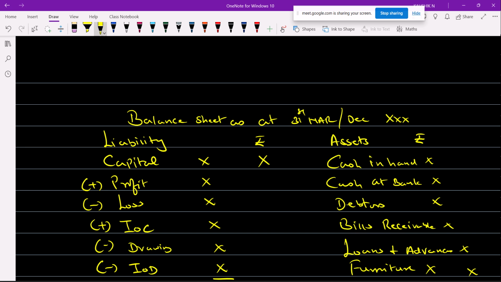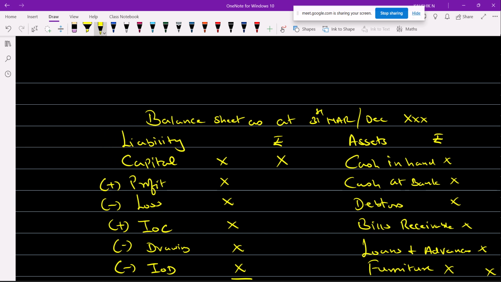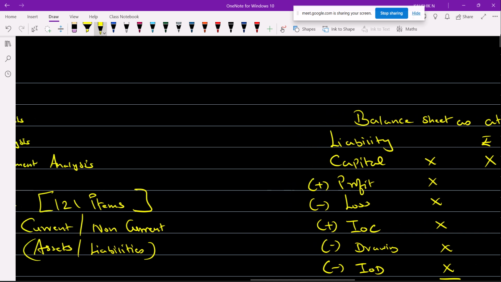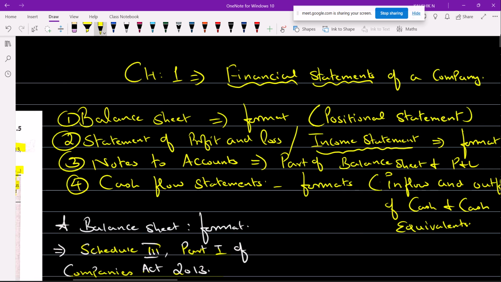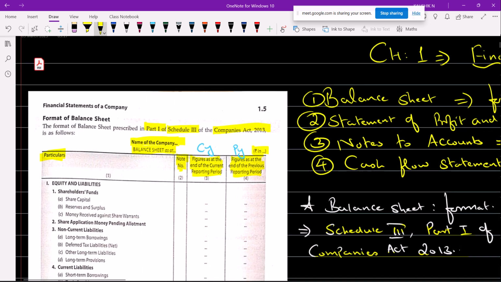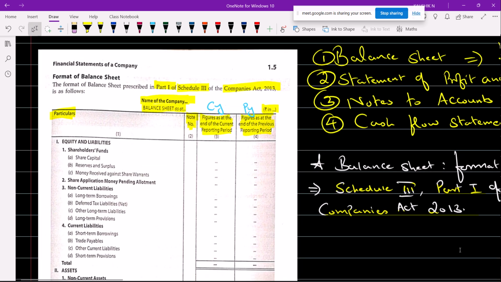But in grade 12, this format we are not going to follow. We are going to follow a different format. But of course, all these items will be represented and taken into account. We are not going to skip any of those items. But instead of showing them separately, we are going to show them under something called a major head and subheads. Now we are going to see what a major head and a subhead are all about.